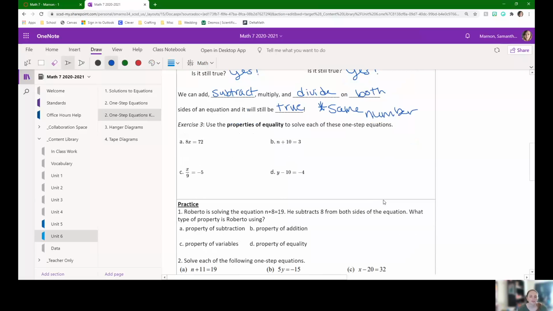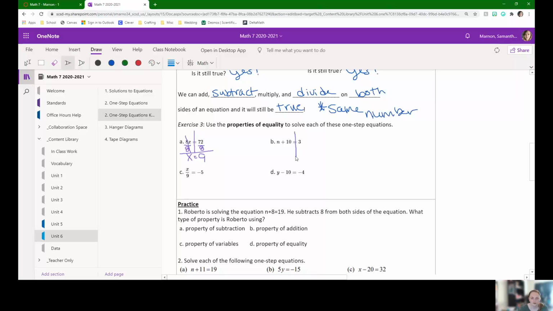Okay, exercise 3. Use the properties of equality to solve each of these one-step equations. So pause the video and try these on your own first. So try parts A, B, C, and D. Okay, so hopefully you went through and you tried some of these problems on your own. So I always like to draw a line from the equal sign down so I see my 2 sides of the equation. This is 8 times x, so we need to do the opposite. We're going to divide by 8 on both sides. 8 divided by 8 is going to go away. We're left with x equals 72 divided by 8, which is 9.